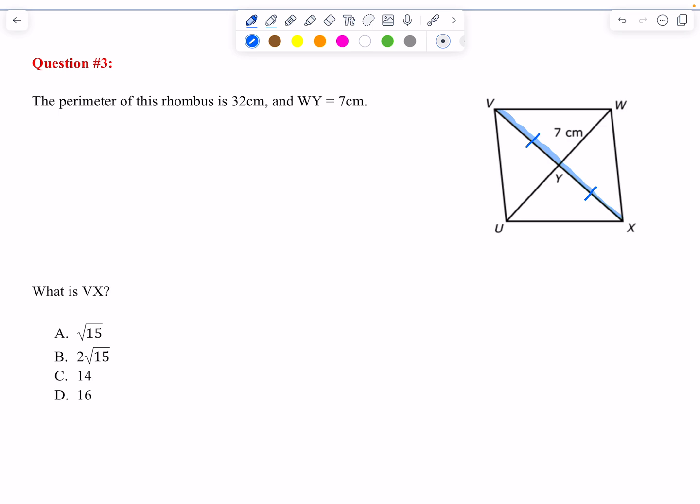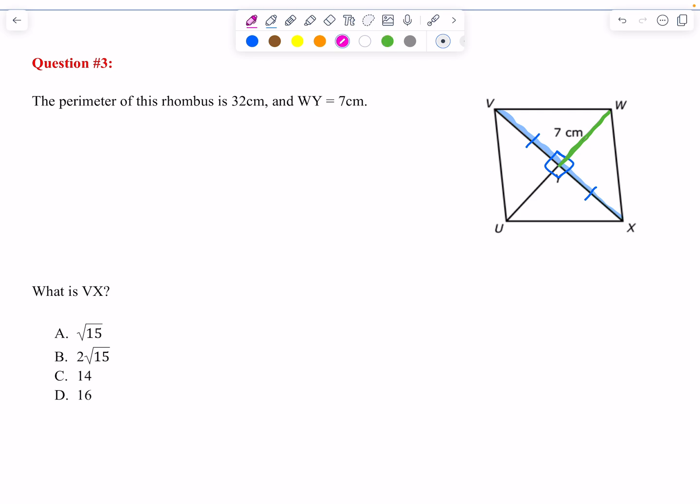And we know inside of a rhombus, the diagonals are perpendicular to one another, so it creates 90-degree angles in the middle where they intersect. And then we know that WY was given, and that's 7. And the other thing we know is the perimeter of this rhombus is 32.